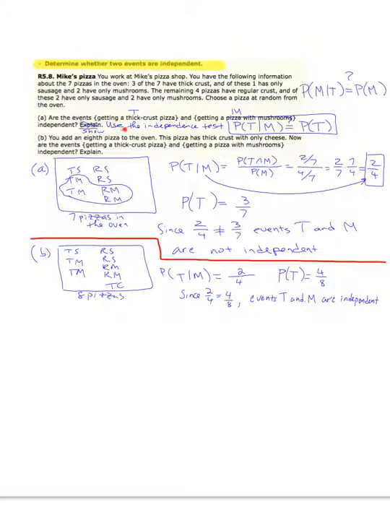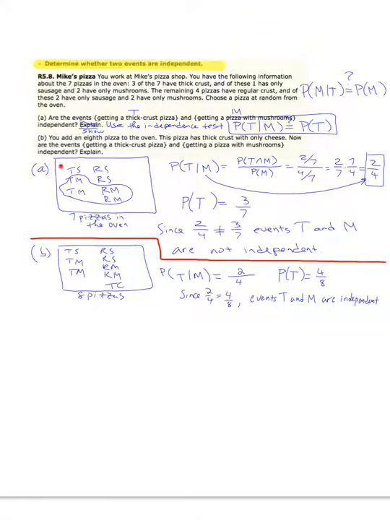Part A, are the events thick crust pizza and getting mushrooms independent? So guys, I used T and M to label these events, and remember what we have to do to check for independence. We have to check if the probability of T given M equals the probability of T.